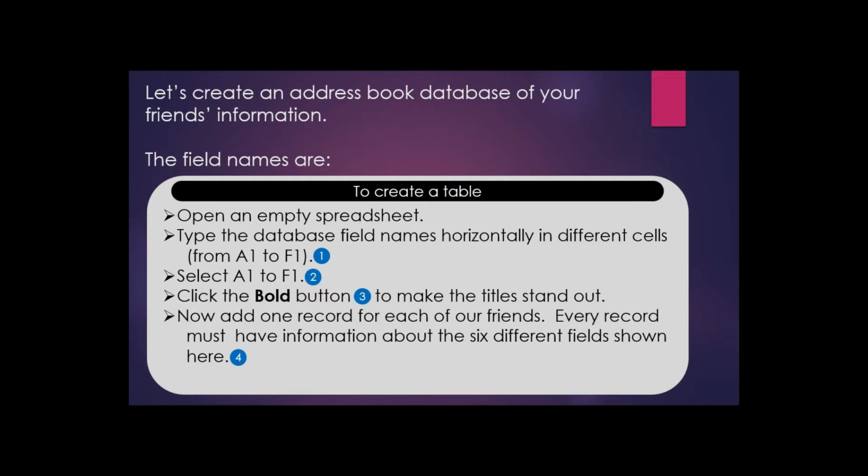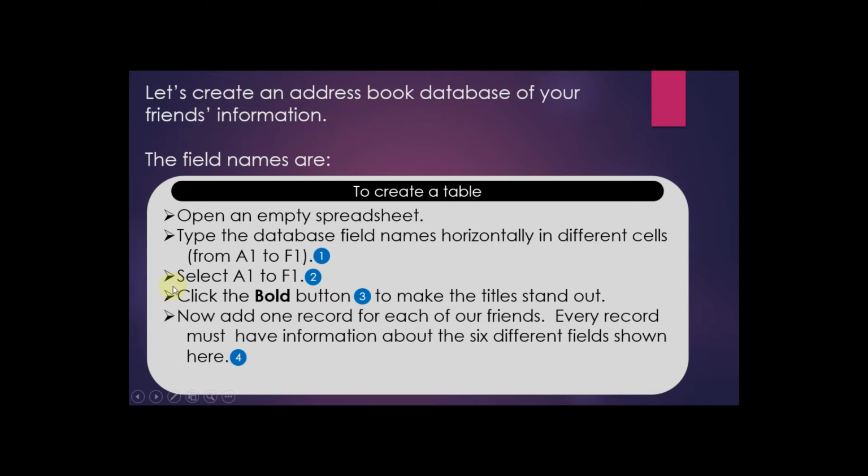Let's create an address book database of your friends' information. The field names are used to create a table. This is the procedure or method by which you can create your table. So open an empty spreadsheet. Step 1 is to type the database field names horizontally in different cells from A1 to F1. Remember, A1 and F1 are the cell numbers.